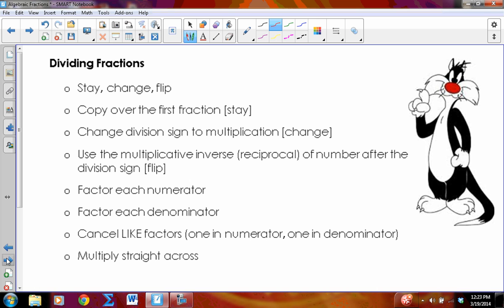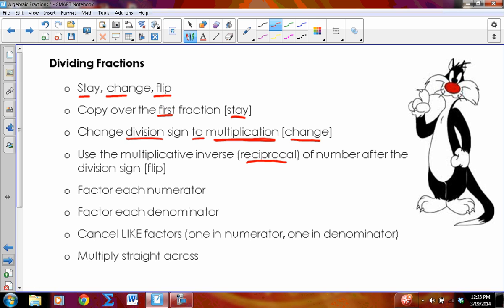You're going to remember stay, change, flip, okay? The stay part means that the first fraction stays the same. Change, you're going to change the division to multiplication. And the flip, because we're going to use the reciprocal, we're going to flip the second fraction. Once you do stay, change, flip, everything for dividing fractions becomes multiplying fractions.